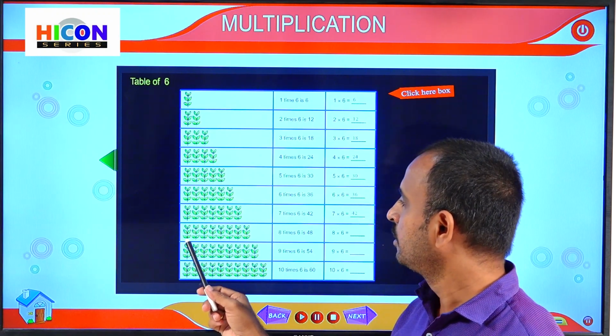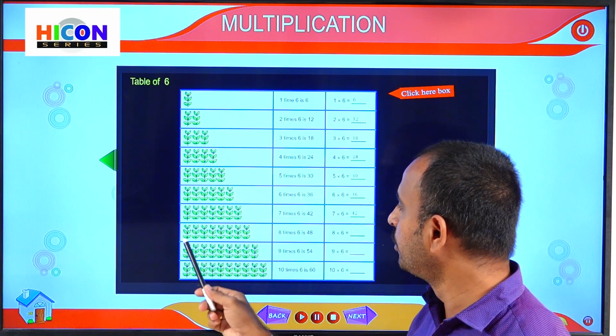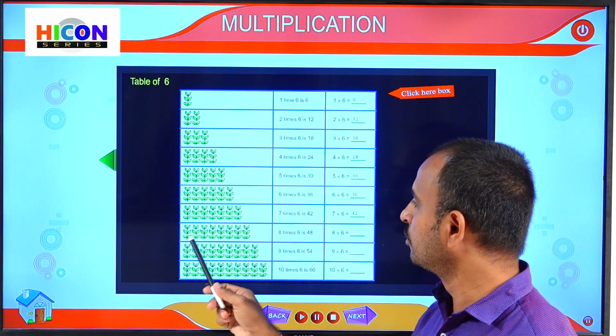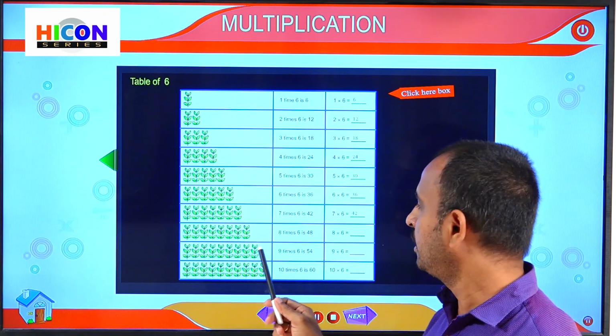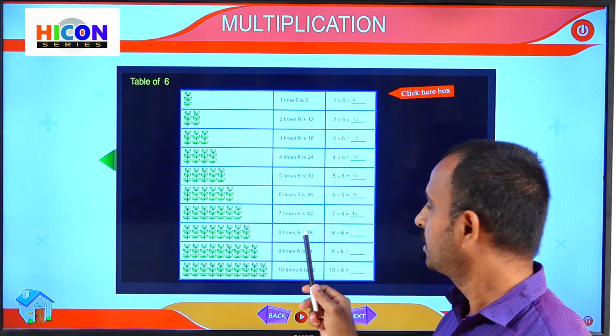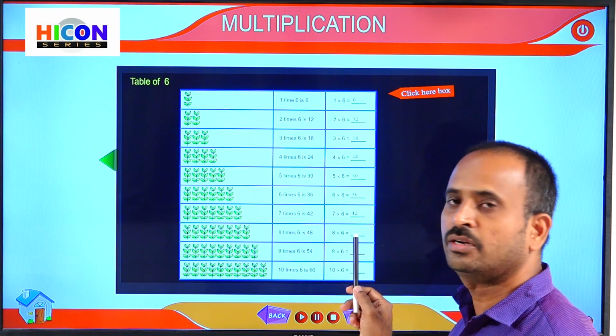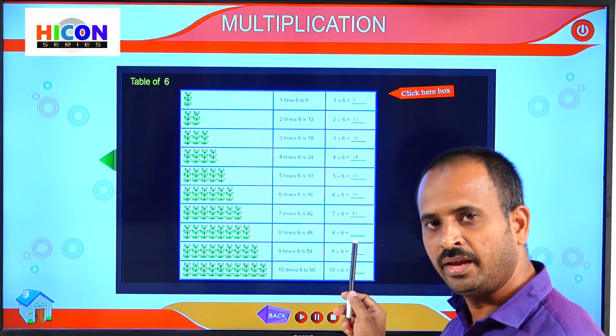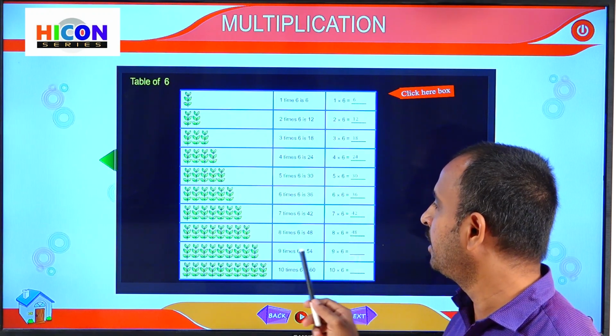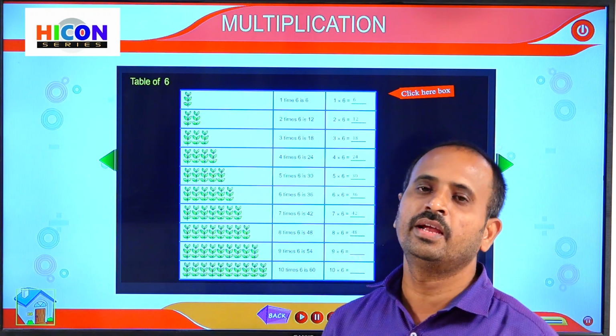And see the next one. So here there are total 8 groups. Each group has 6 leaves. That means 8 times 6 can be written as 8 into 6. 8 6 jar. Children, 48. So 8 6 are 48. That means there are a total 48 leaves.